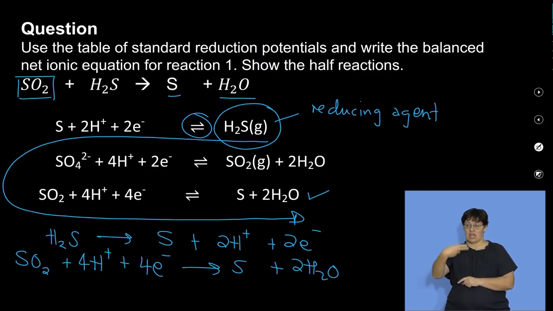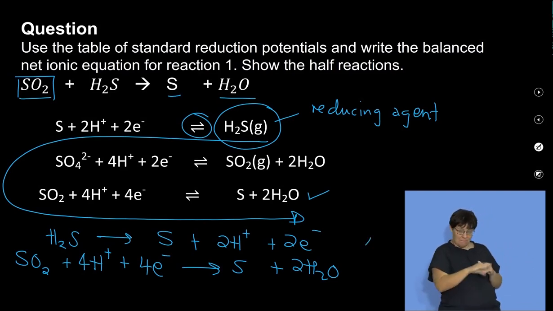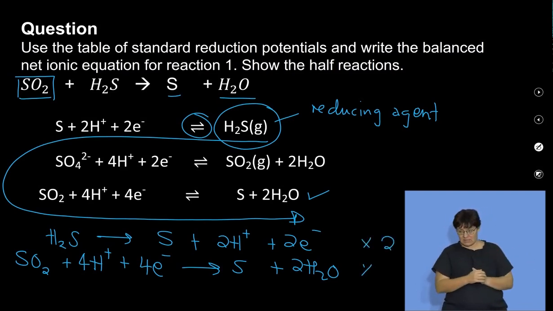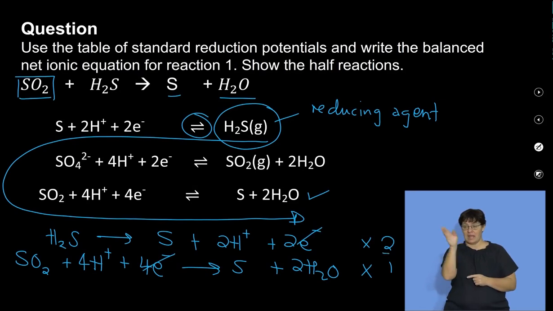Right. So in terms of balancing, we need to pay careful attention to the number of electrons. So the number of electrons lost must equal the number of electrons gained. So the ratio is 1 is to 2. So we'll multiply this one by 2 and then the reduction one by 1 so that we have 4 electrons lost and 4 electrons gained. So if we have 4, these will cancel out each other because we've multiplied by the 2. Take note.